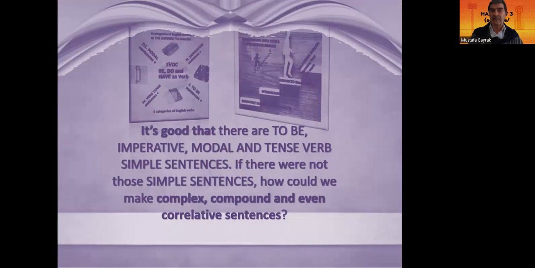It's good that there are to be, imperative, modal, and tense verb simple sentences. If there were not those simple sentences, how could we make complex, compound, and even correlative sentences? Correlative means both and, either or, neither nor. Yes, for example, Jason is both an architect and a contractor.